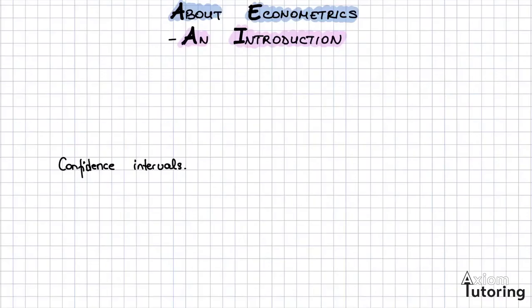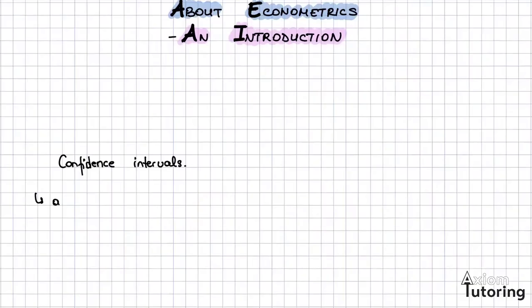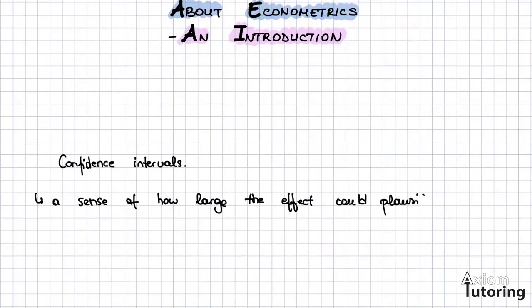So what we're missing here is basically a sense of how large the effect could possibly be and how uncertain we are about it.